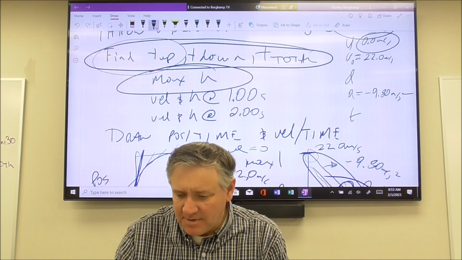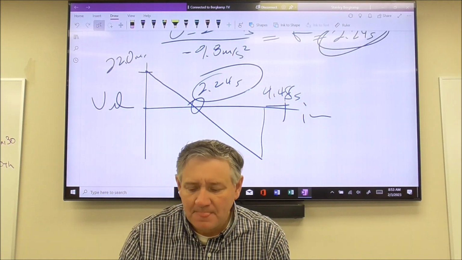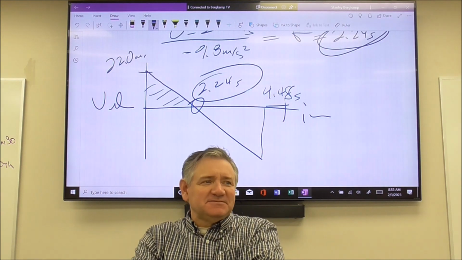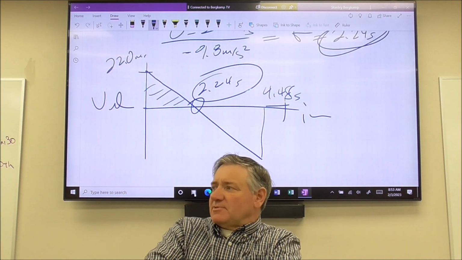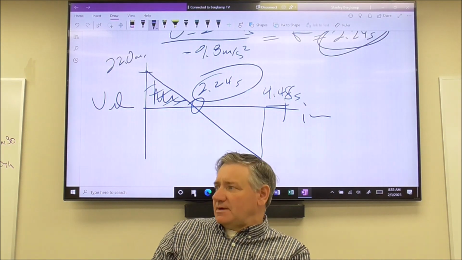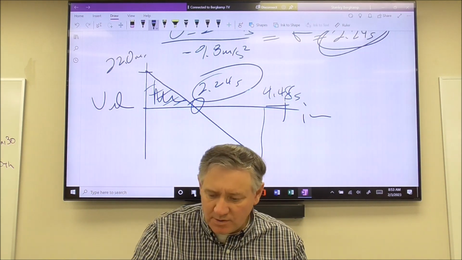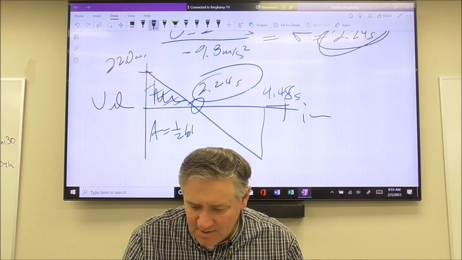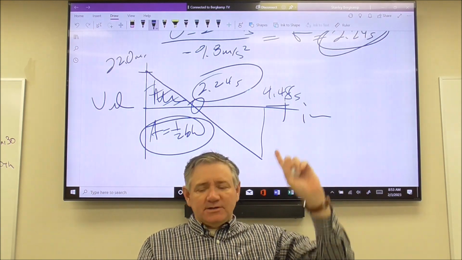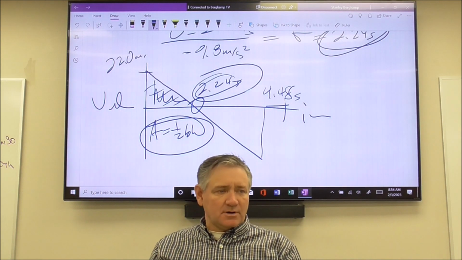Now, let's talk maximum height. There's a couple of ways you can find maximum height. One option is that you go, oh, Mr. Burkholder, I love triangles. You could use your velocity time graph. You can find the area on that velocity time graph. You know the base is 2.24 seconds. You know the height is 22. You could use area equals 1/2 base times height. If you're into area, you can do that. I don't recommend it because if your time is wrong, then that calculation is going to be wrong.